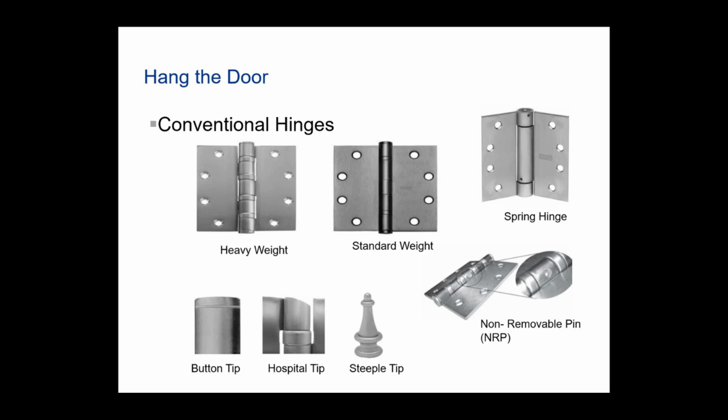So with conventional hinges, you do have a little bit of leeway for what they look like, not in the body of it, but at the top of it. And some very common tips that they use are button top or button tip. And that is just going to be your flat, smooth top. A hospital tip, if you have an area that needs to be managed to where you don't want any type of ligature points or anything like that, you'll use a hospital tip.